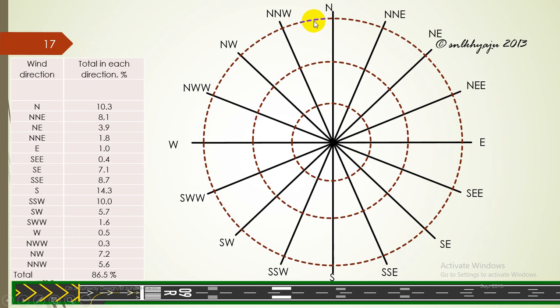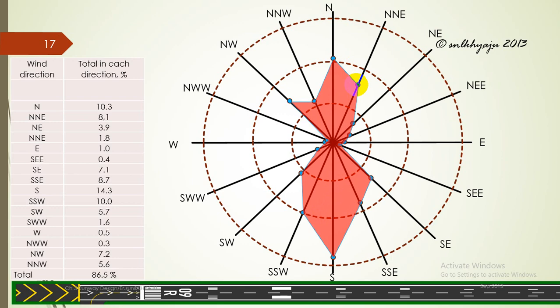After that we plot the summation of the total percentage in each direction. In the north direction the total is 10.3, so in the north direction 10.3 is plotted. Similarly all these 16 data are plotted in their individual directions as shown in the figure. As the total sum is plotted in each direction, we then connect the points with a straight line, and this is the windrose diagram.